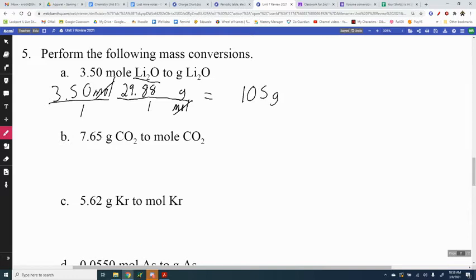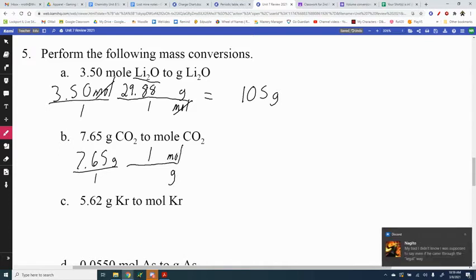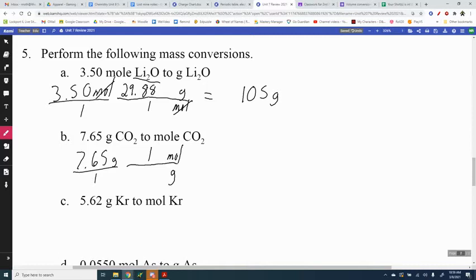Okay. Next, we start with 7.65 grams over 1. Our first conversion factor is always to moles. So grams on bottom, moles on top, 1 next to grams. And then the molar mass of CO2 next to moles. So that's 44.01. Grams cancel out. We are left with moles. That is where we want to be. So now, since 44.01 is on the bottom, we have to divide instead of multiply. So 7.65 divided by 44.01 equals 0.174 moles.